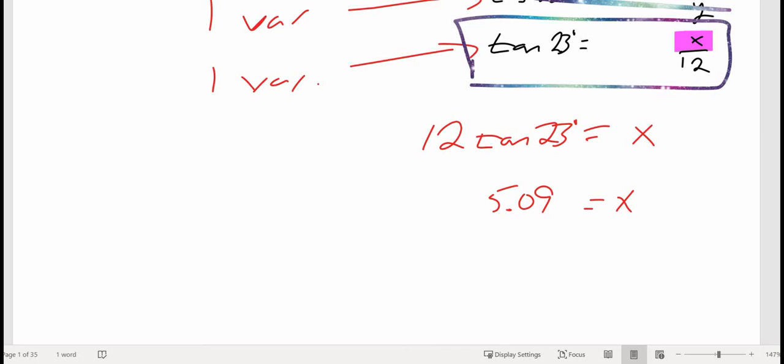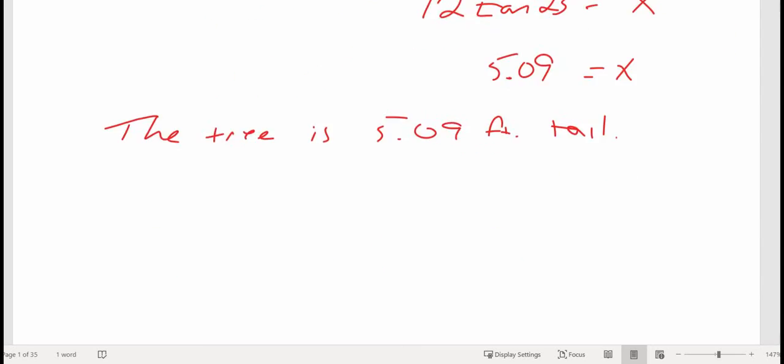Now, a lot of teachers expect that if they give you a word problem, you answer your question in a sentence, right? So I would write, the tree is 5.09 feet tall. A lot of teachers expect that if they give you a word problem, you answer as a sentence, and they will probably make you lose points if you don't. Not all of them do, but quite a few.